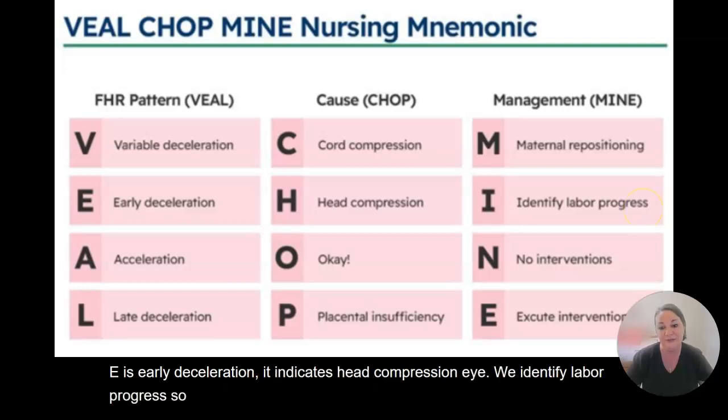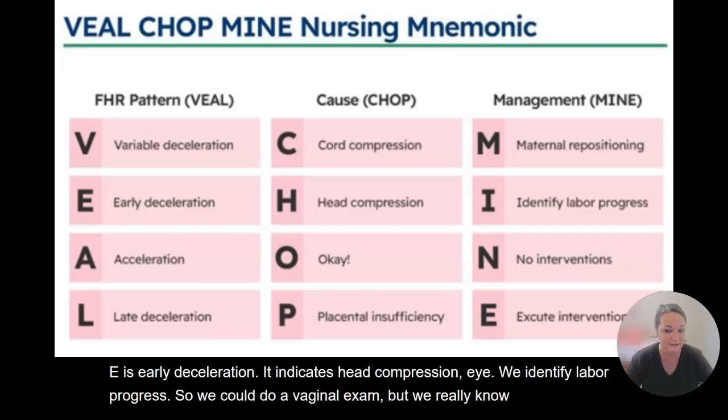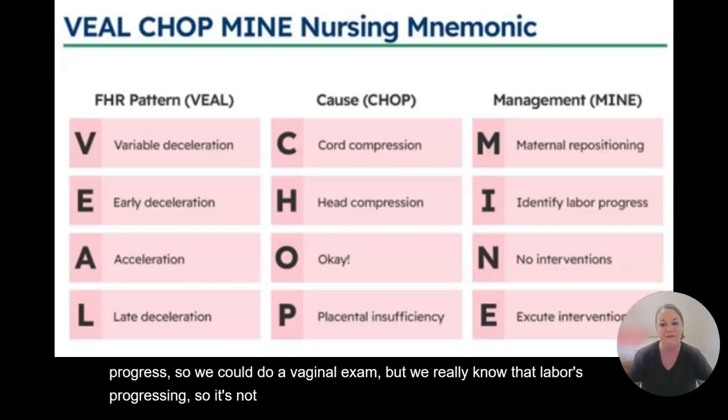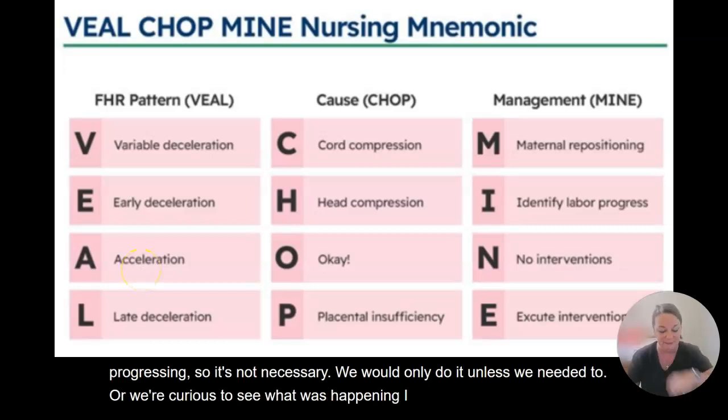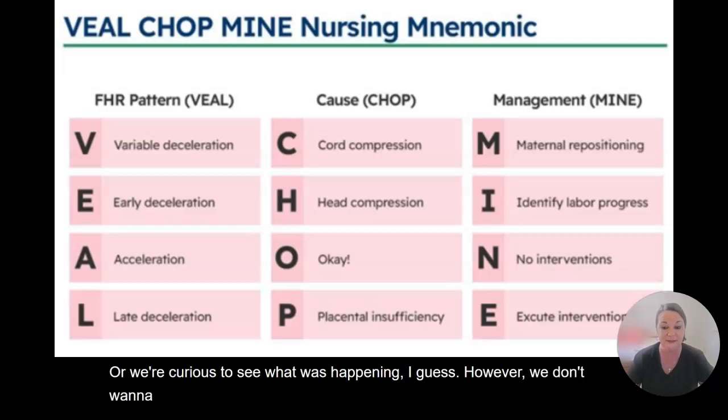So we could do a vaginal exam, but we really know that labor is progressing, so it's not necessary. We would only do it if we needed to, or we're curious to see what was happening. We don't want to do vaginal exams just because we're curious, right?